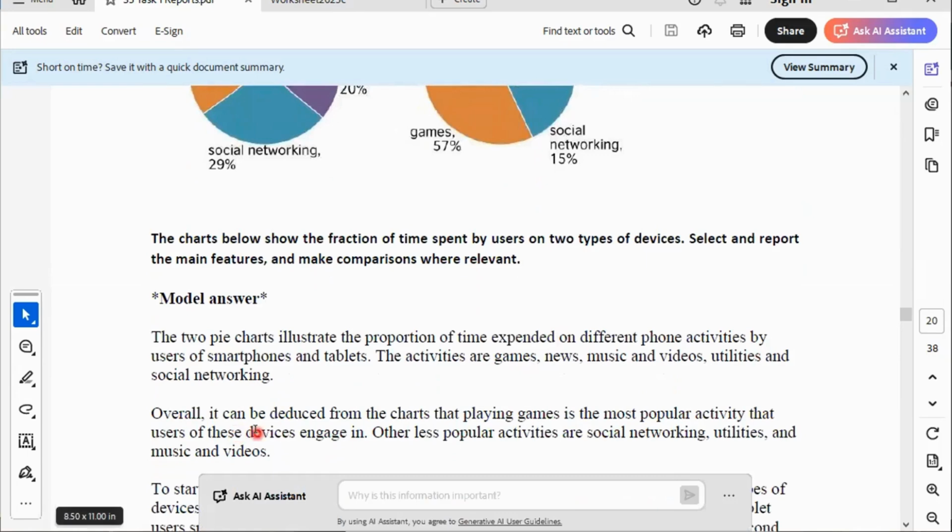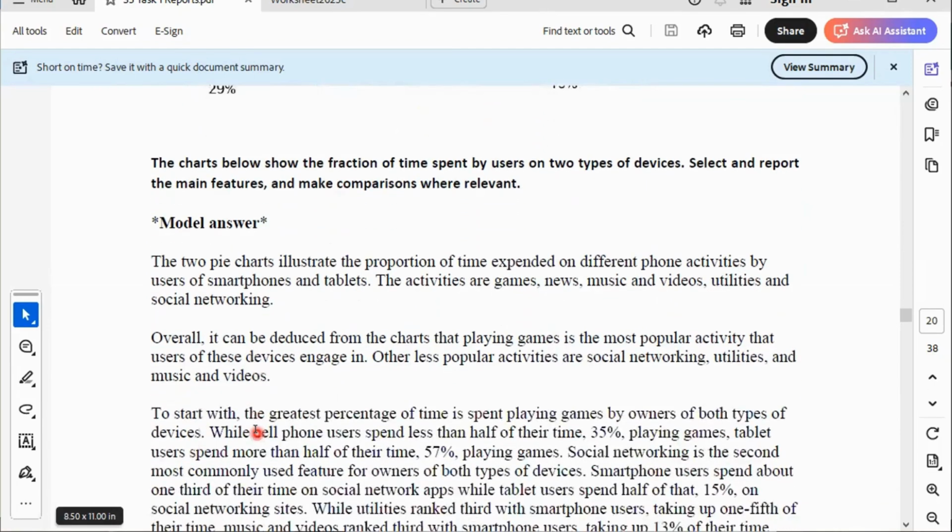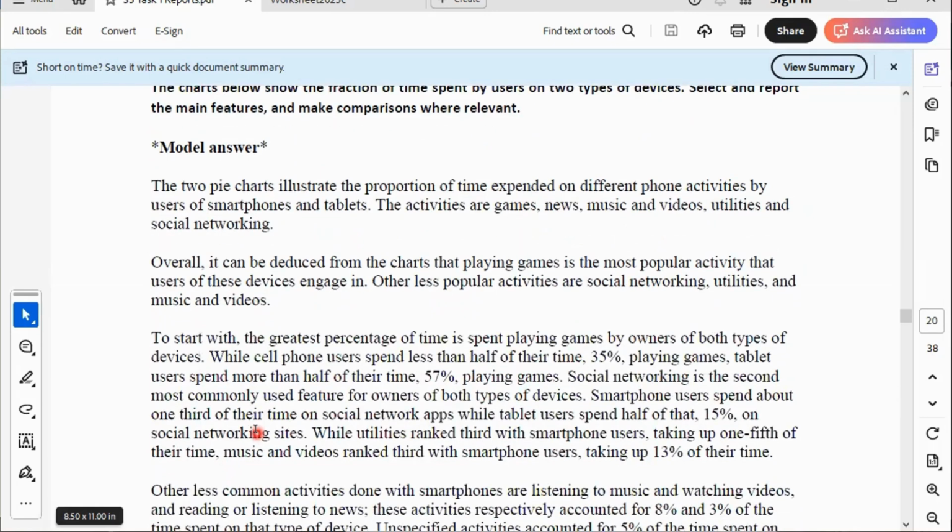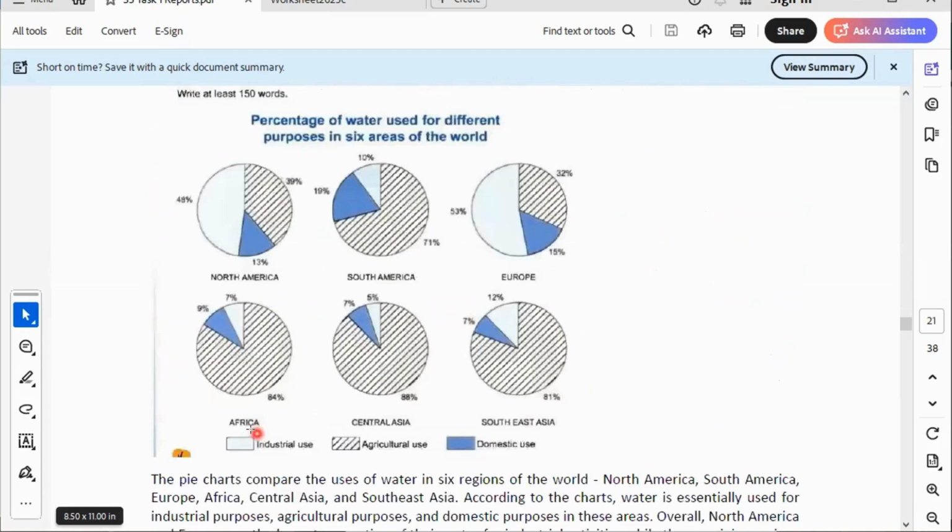You just describe the overall trend or highlight the major categories, the categories with the largest figures and the smallest or lowest figures. That's what you do in your overview.